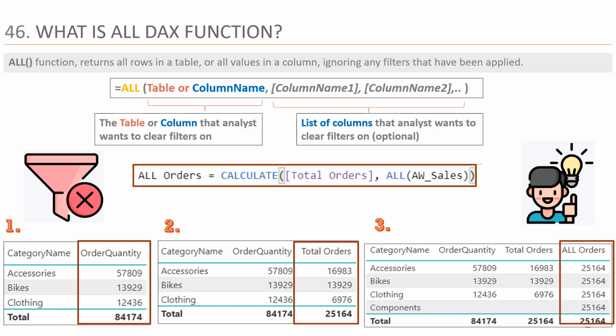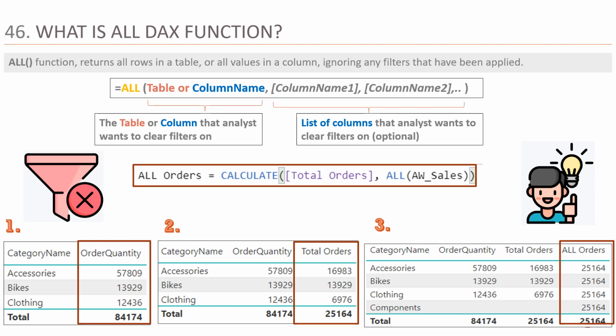Question number 46. What is ALL DAX function in Power BI? The ALL function returns all rows in a table or all values in a column, ignoring any filters that have been applied. The ALL function is primarily useful for clearing filters and creating calculations on all the rows in a table. Simply put, it can remove any context that is coming from any filter or dimension that the analyst has aligned to a formula. This is often used when an analyst wishes to view unfiltered values that won't react to changes in filter context, that is, all orders, where the denominator needs to remain fixed.